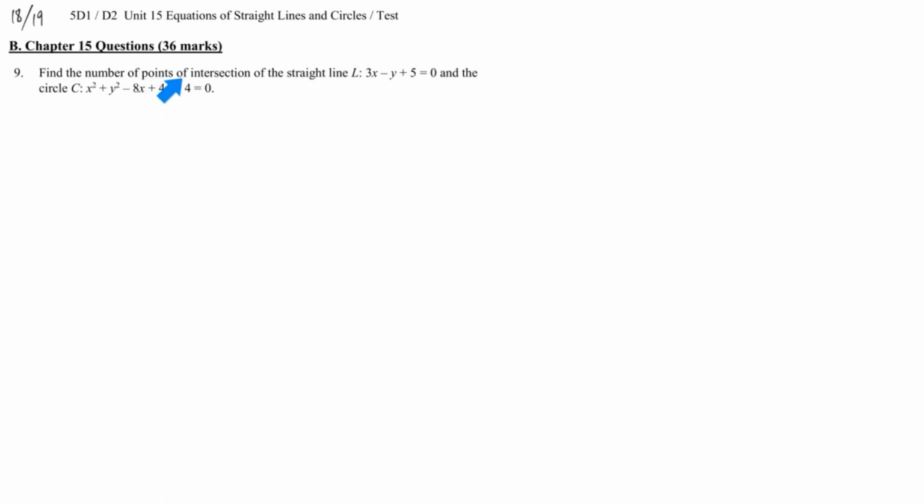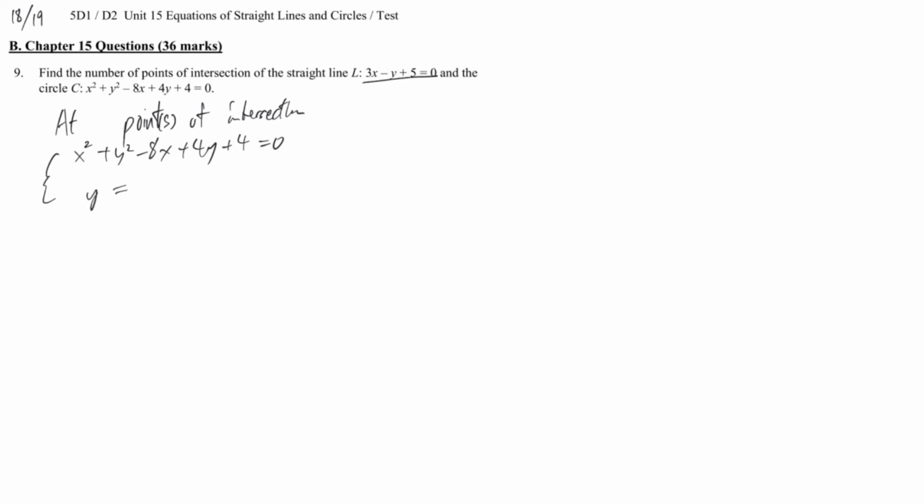This one asks about the number of points of intersection. That means is there no point, 1 point, or 2 different points? So we are going to consider the point of intersection first. Then we discuss the nature. It fulfills the circle requirement, and at the same time fulfills the straight line requirement. And I change it, make y the subject, 3x plus 5. So we are going to substitute and form one equation with one unknown.